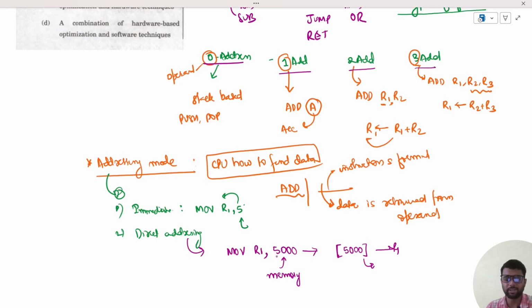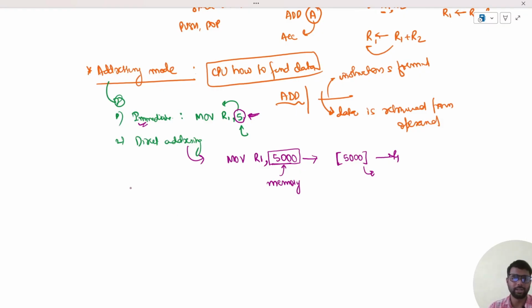Why direct addressing? That means the data that we are interested in is stored in a memory location, and the address is directly given. Okay. This was called immediate because you do not have to access the memory over here. The data is immediately given. You don't have to go to the memory to access the data.